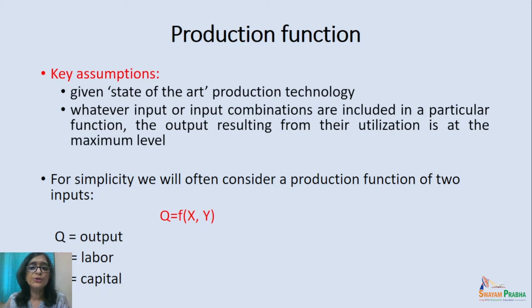But what we are trying to put across to you learners right now is that for simplicity, in reality, in practical life, there will be many inputs and input combinations used when we are producing. But in order to understand the behavior of output with respect to input, for simplicity, we are just taking two types of inputs, that is labor and capital, which are going to determine the level of output.